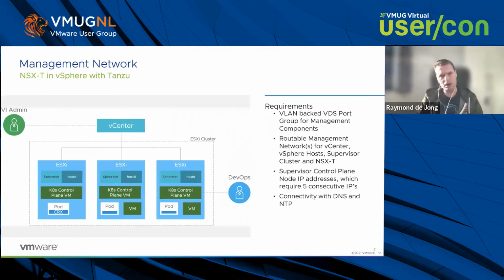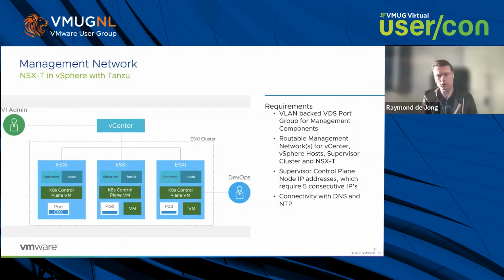So the management network in NSX-T is just the interaction between vCenter, NSX Manager, and the vSphere hosts. We require a VLAN-backed VDS port group for management components and also for the management control plane VM connectivity. This has to be a routable network to vCenter Server, and has to be able to reach NSX Manager and the vSphere hosts. Then we need 5 consecutive IP addresses for the supervisor control plane. And we need 5 because 1 is a shared VIP IP address. The subsequent 3 addresses are for the three control plane node VMs. And the 5th IP address is being used for rolling upgrades.